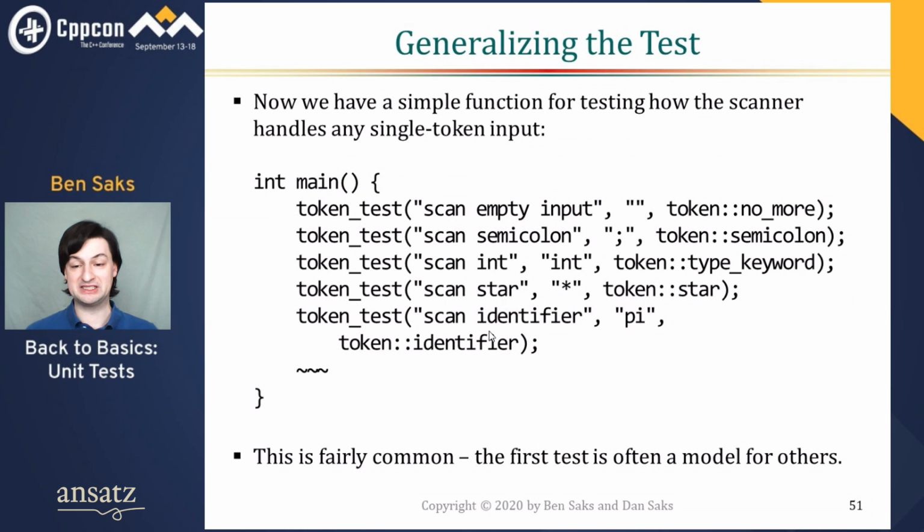And now we have a nice simple function for testing how the scanner can deal with pretty much any single token input. And I find this is not uncommon, where having written one test, that test turns out to serve as a model for a number of other tests. That's something that can happen fairly frequently. So it can feel sometimes like you're investing a lot of work in creating just one test. But then when you get to the end, you see, okay, now this one test can easily become 5 tests without too much additional work.